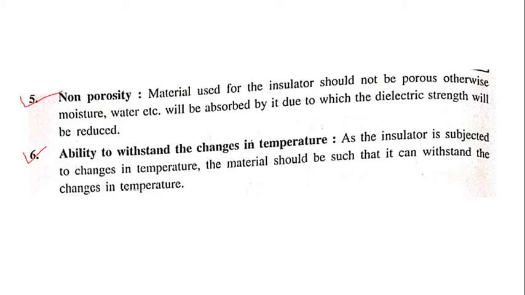Now the sixth one, the ability to withstand change in temperature. As the insulator is subjected to change in temperature, the material should be such that it can withstand the change in temperature. So we need to choose a material whose resistivity does not change very rapidly with a rapid change in temperature. So it should withstand change in temperature.